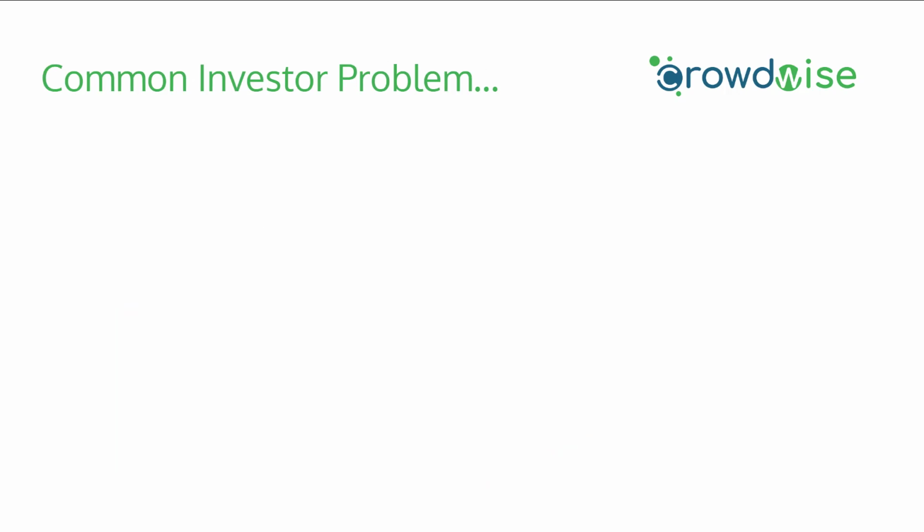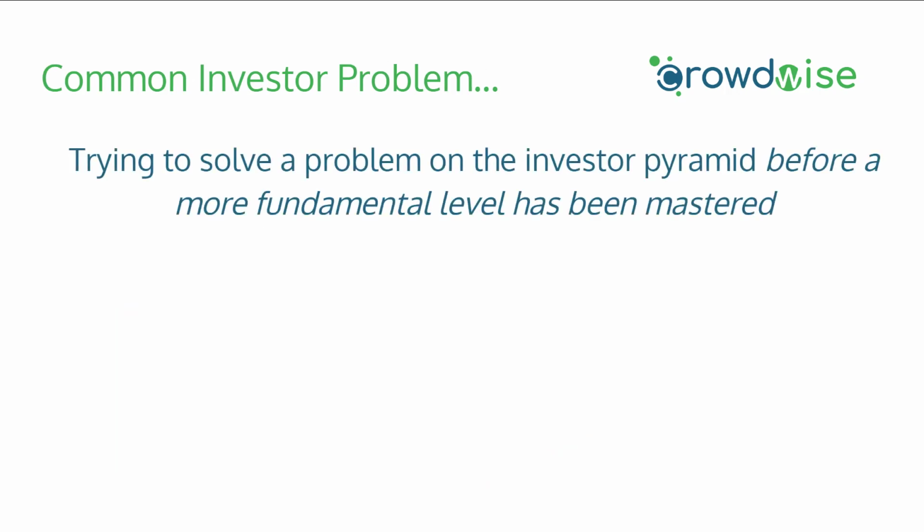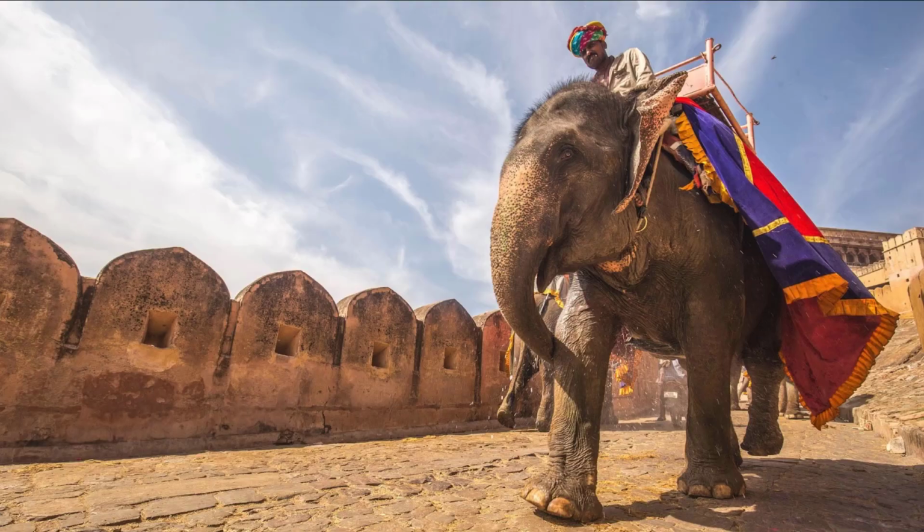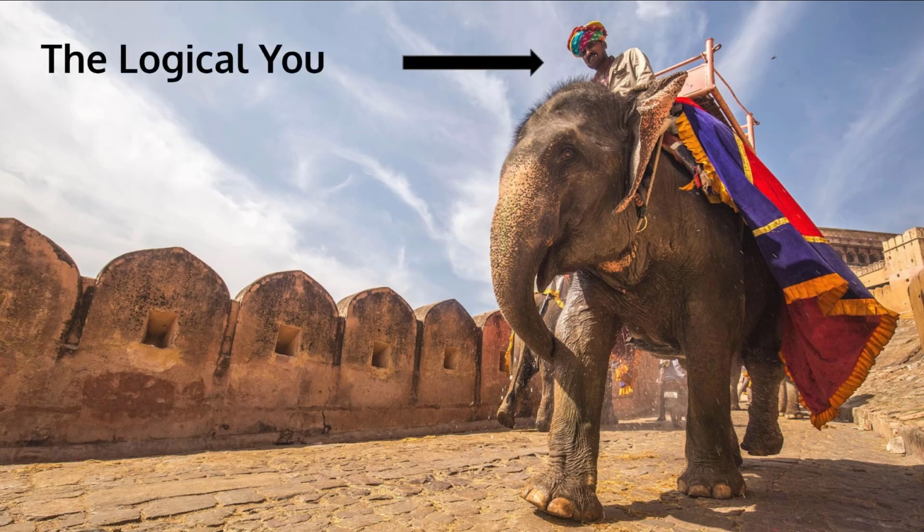A common investor problem is trying to solve a higher level on the investor pyramid before a more fundamental level has been mastered. A good example of this is starting on the investor behavior level. You have your 2 conflicting selves, the emotional self on one hand and the logical, rational self on the other hand. In his book Switch, Dan Heath describes these two and gives an analogy that it's similar to a rider and an elephant. On the top, the rider, is the logical you.